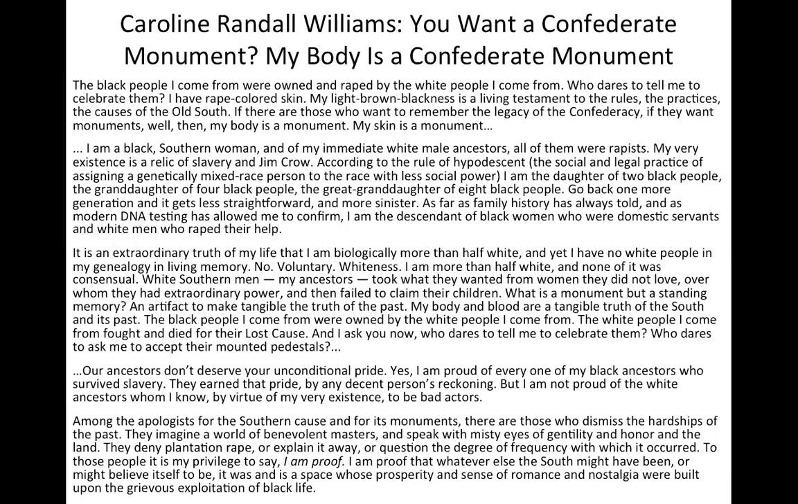What is a monument but a standing memory, an artifact to make tangible the truth of the past? My body and blood are tangible truth of the South and its past. The Black people I come from were owned by the white people I come from. The white people I come from fought and died for their lost cause.